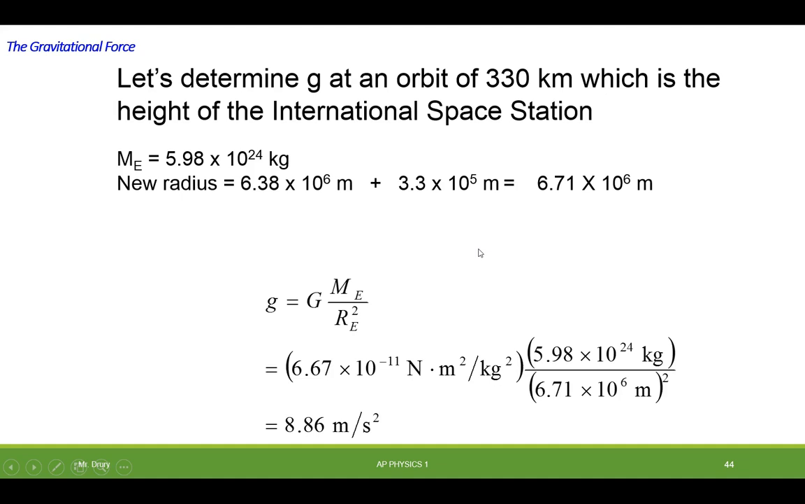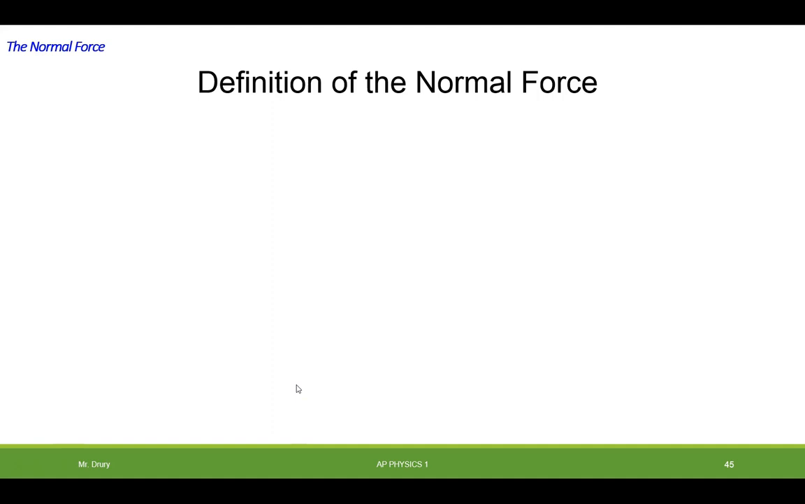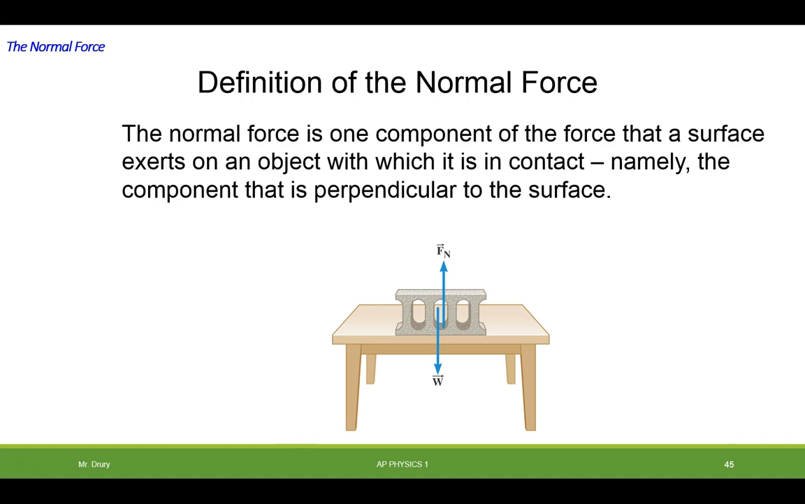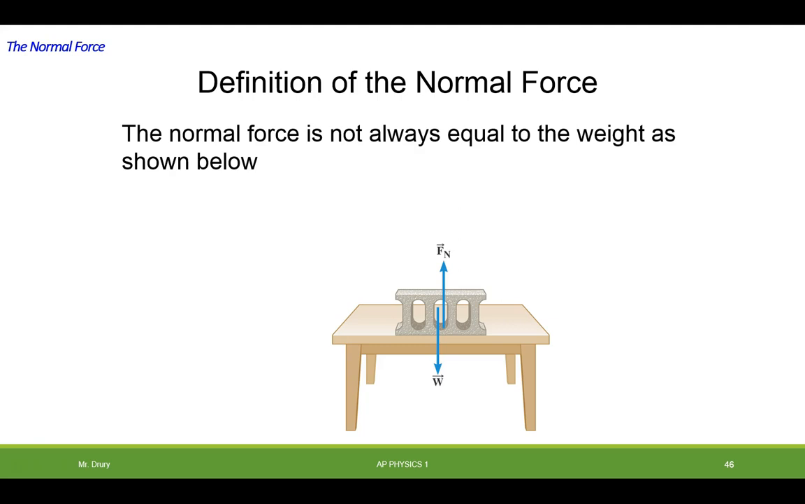All right, let's talk about the definition of normal force. We got a brick sitting on a table. Normal force is one component of the force that a surface exerts on an object with which it is in contact, namely the component that is perpendicular. So the weight is pushing down, the normal force is pushing back up. The normal force is not always equal to the weight, like is shown in this case, which I'll show you in the next slide.